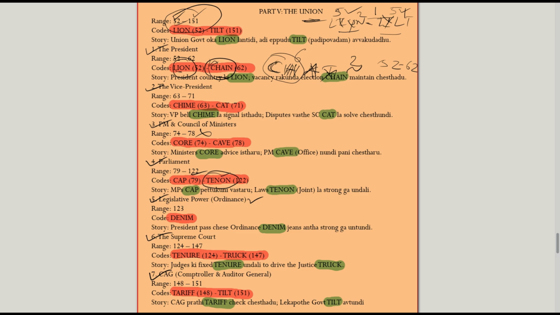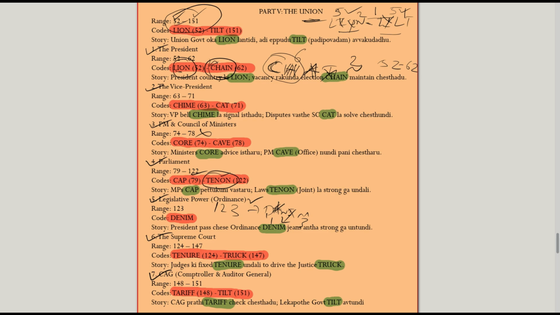Next, legislative power means, as I said, the president's ordinance, so you can directly remember it as 1 to 3, or else you can remember the word denim. By eliminating letters from this denim word, you will get 1 to 3 in this way also. The story is very simple: the rules passed by the president are like denim jeans, so they are very strong.